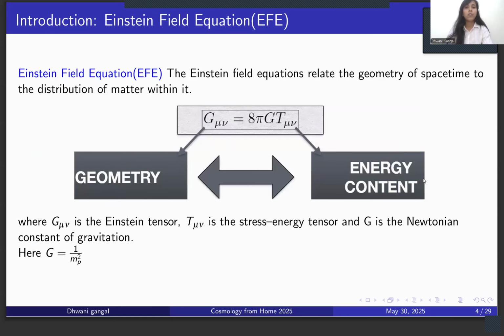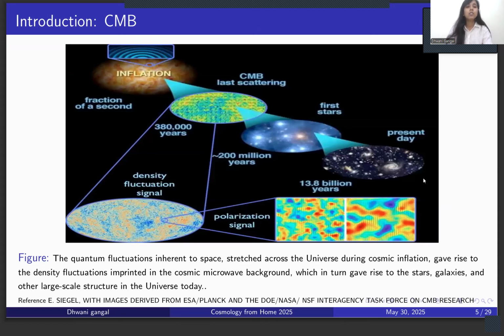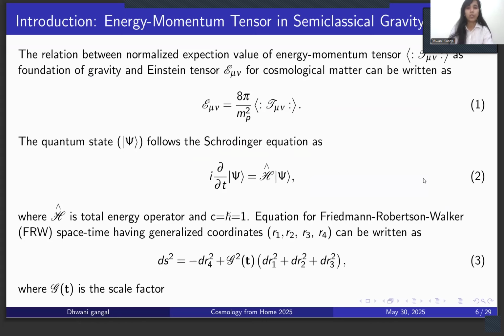Secondly, in the literature review, this is the Einstein field equation that we can describe: G_μν is equal to 8πG T_μν. Here G_μν shows the geometry of the curved space-time, and T_μν represents the energy content. And this is the CMB radiation; through the quantum fluctuations and the density fluctuations, we can understand the cosmic microwave background radiation.